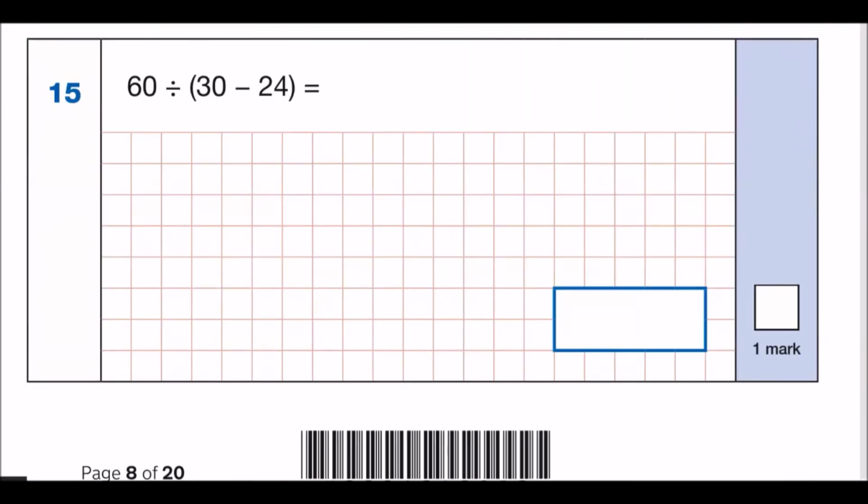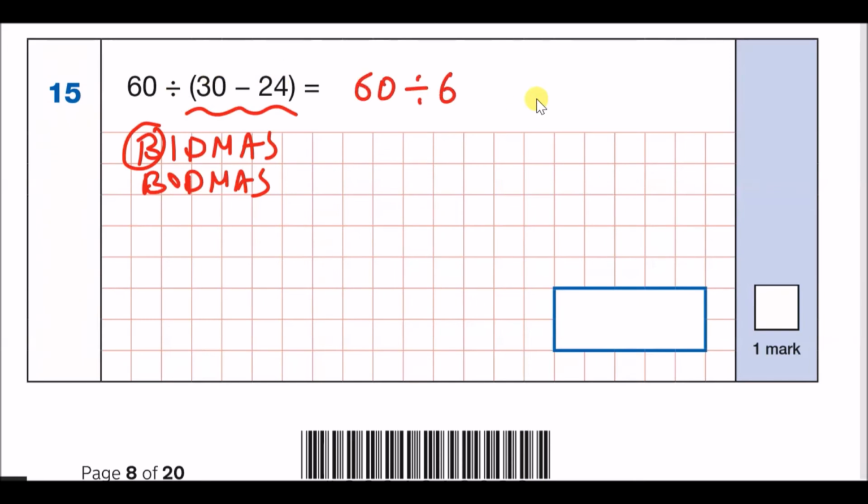Easy. Okay, number 15. So now we need to work out 60 divided by 30 minus 24, all wrapped up in a bracket. Alright, for these kind of questions, every time you see a bracket, we need to straight away think about BIDMAS. Or you might call it BODMAS. It doesn't matter really which one you call it. The point is, you've got brackets involved, so we always do that first. Now, to work this out, 30 take away 24 is easy. That's just going to give us 6. So we're left with 60 divided by 6.